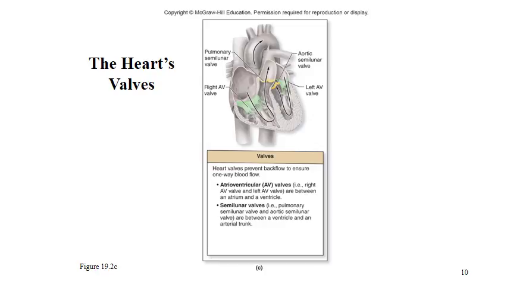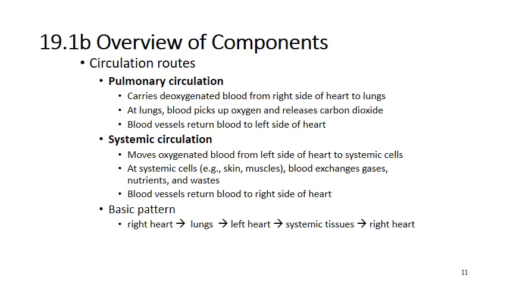We have our right AV valve with those three flaps, and therefore that makes it the tricuspid valve. And then we have our bicuspid over here in the left ventricle, and then those semilunar valves. So right here, this one would be our pulmonary, and then the one right below that is going to be the aortic. All right, so with our circulation routes, we do have two different types here.